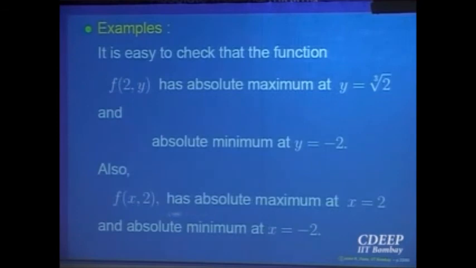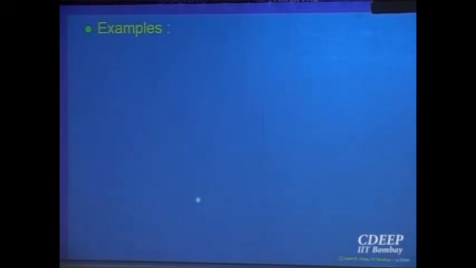Similarly for y equal to 2 fixed, it is a function of one variable. Analyze and find out, and the analysis says it has an absolute maximum at the point x is equal to 2 and an absolute minimum at the point. So for functions of one variable, you will be analyzing only on the boundary, okay. So that is the main point.